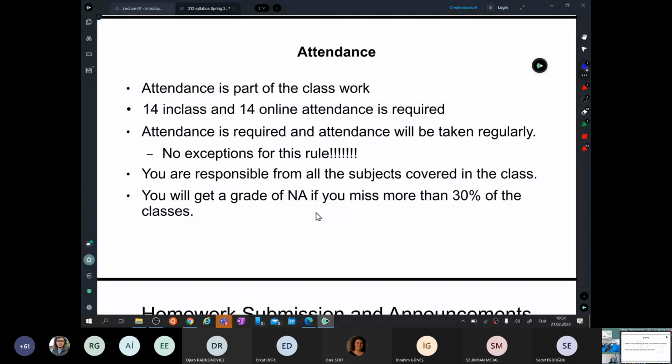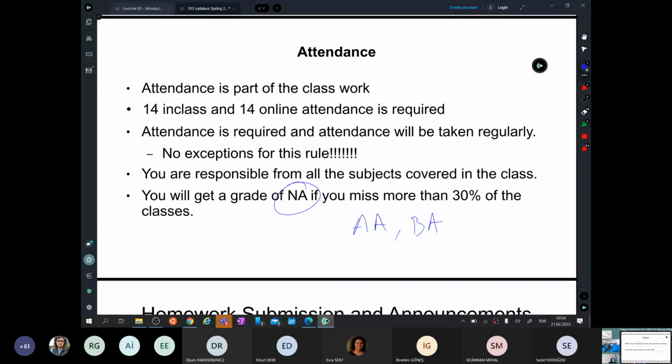NA is a grade that is as bad as VF. VF and NA is worse than FF. You don't want to know these grades. The grades that you want to know are these AAs and BAs. These are the nice grades. NA and VF and FF are bad grades. So work for these, not for those. Let's make this clear at the beginning of the semester.